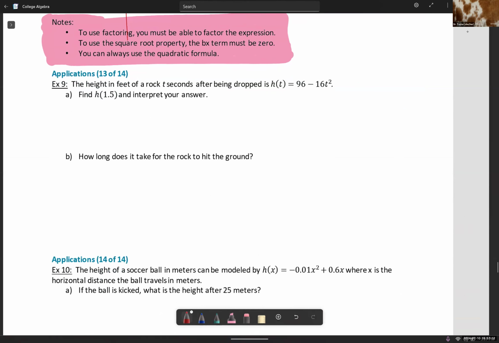Okay. The height of a rock t seconds after it's being dropped can be represented by this formula. Find h of 1.5. So 1.5 is going to be after 1.5 seconds, a second and a half. How high is the rock off the ground? So h of 1.5 is equal to 96 minus 16 times 1.5 squared. All you have to do is put that in the calculator. You just do what you got to do. So open your calculator and let's do it. 96 minus 16 times 1.5 squared. I get 60.